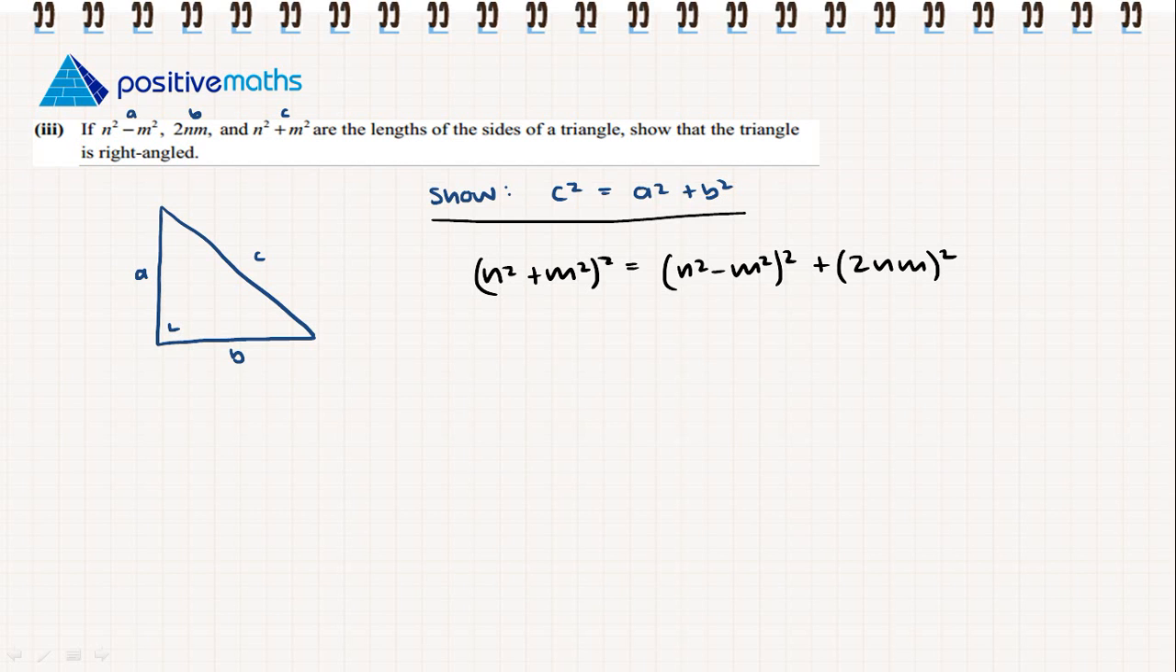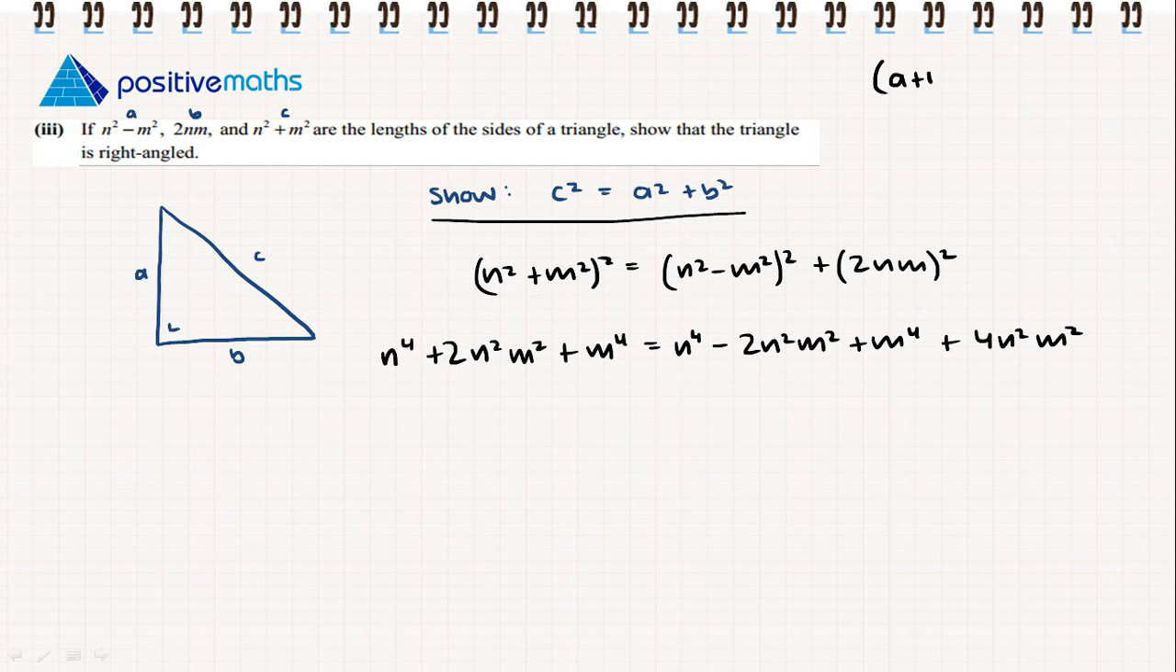So our first one, (n squared plus m squared) squared. So we square the first term, that's n to the power of 4, twice the product of the two terms. So that's 2 multiplied by n squared multiplied by m squared, and square the last one, so that's m to the power of 4. Same on this side. Square the first, twice the product of the two terms, and square the last. And then (2nm) squared is going to be 4n squared m squared.